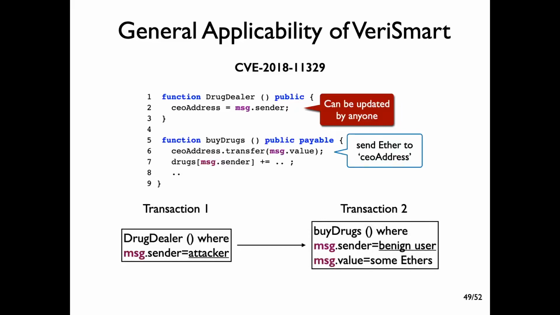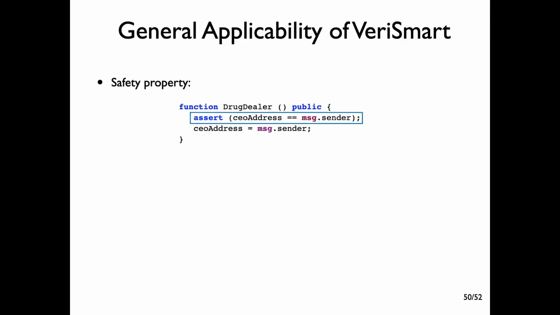As a result, if an attacker becomes the beneficiary by transaction 1, then the attacker might illegally take some ethers when the benign user invokes the function buy drugs. To detect this kind of bugs, we specified safety properties by automatically inserting assertions. For the previous example, we automatically inserted the assertion as shown in the slide, meaning that CEO address should be updated only by CEO address. Then, VeriSmart fails to prove the assertion safety, and it can detect this bug.